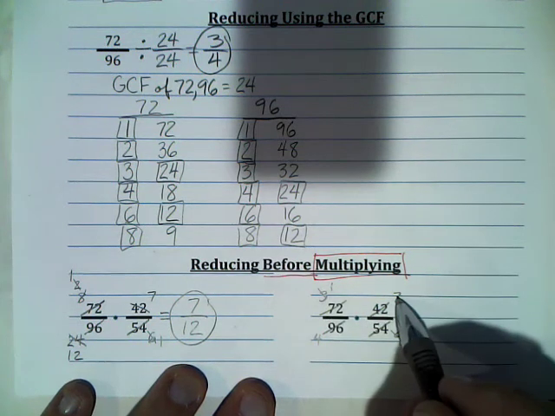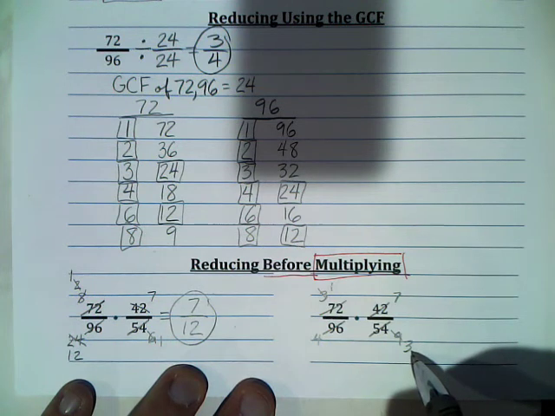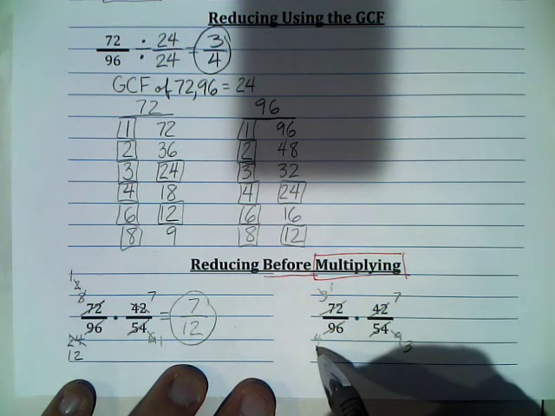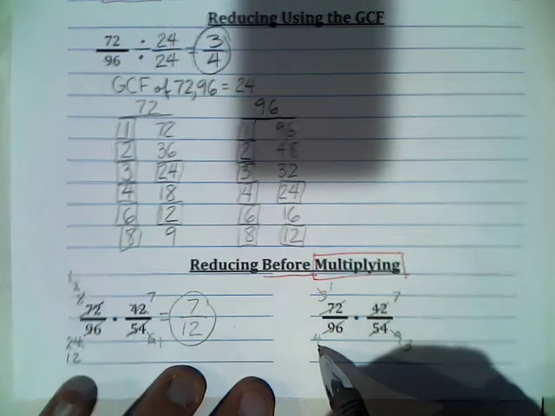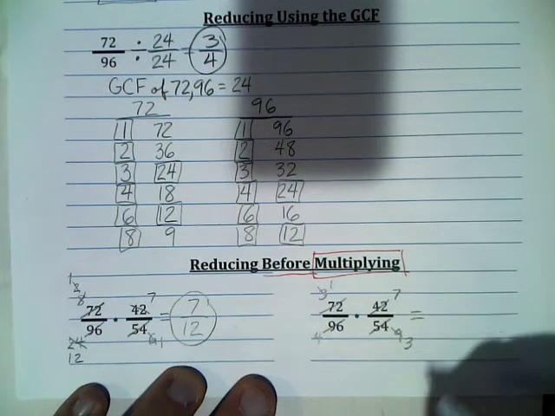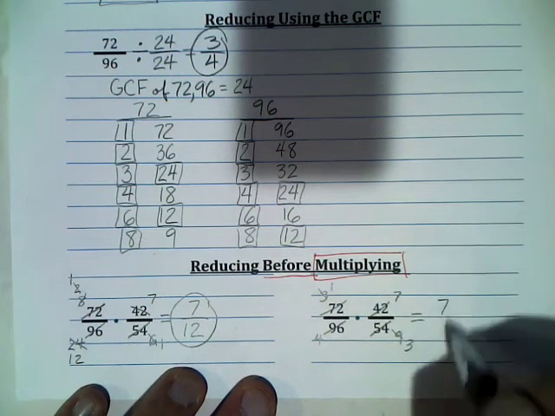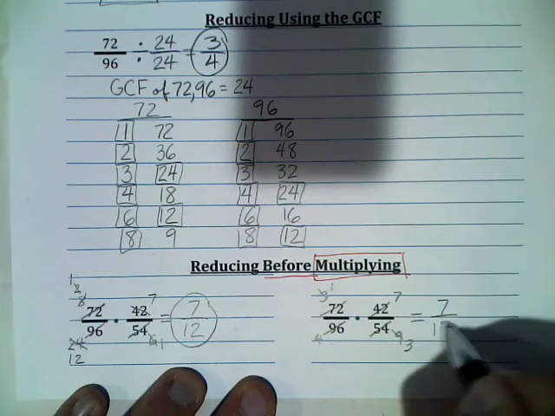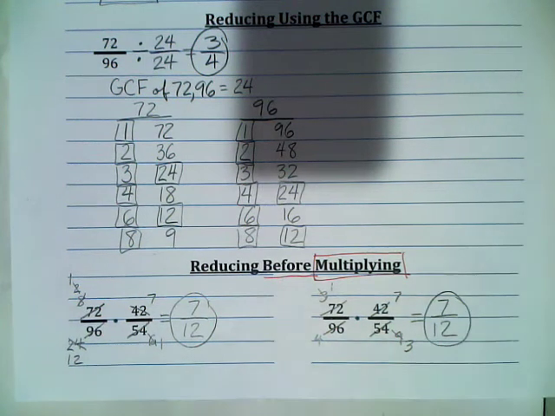So 7 is the only thing I can reduce now up top. So 7 and 3, can I reduce those? No. 7 and 4, can I reduce those? No. So we're ready to multiply. 1 times 7 is 7, and 4 times 3, hey, look at that. Comes out as 7/12 again.